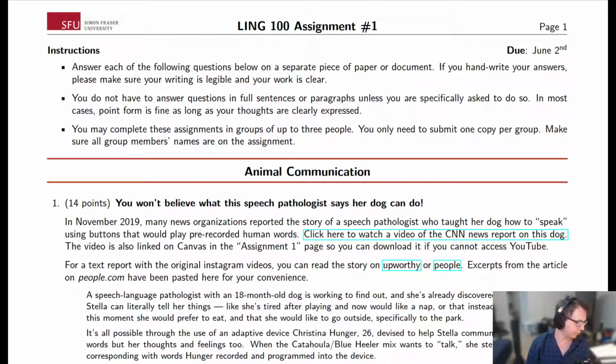I'm going to very briefly go over the first assignment for Ling 100. If you can read the paper on your own and don't want a verbal explanation, you don't have to watch this, but I figured I'd just talk about it verbally in case you want a nice verbal explanation.